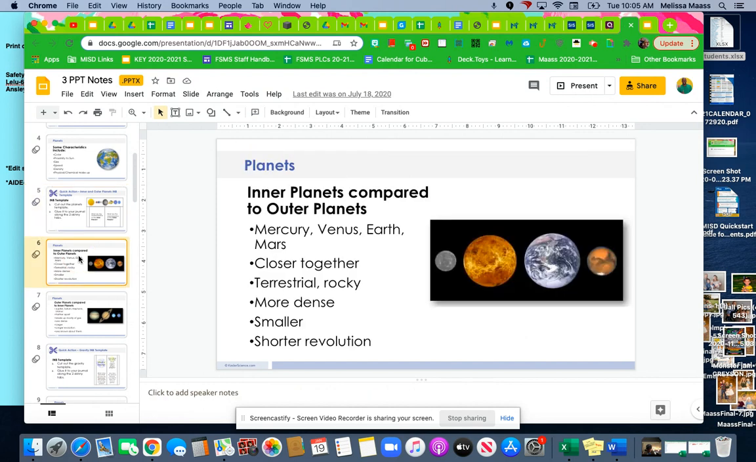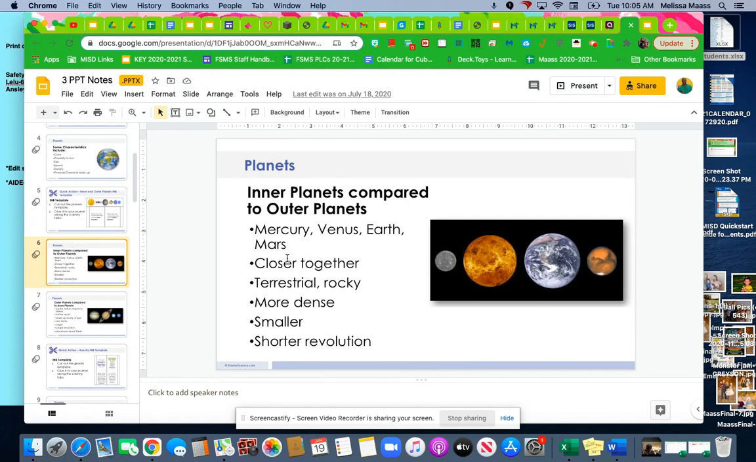But we are going to take a look more in depth at our inner planets. You're going to do an activity next week where you really do look at the inner planets with regards to comparison with the outer planets when we get there. But our 4 inner planets are Mercury, Venus, Earth, and Mars. Mercury is going to be the closest to the sun, then Venus, then Earth, and then Mars.